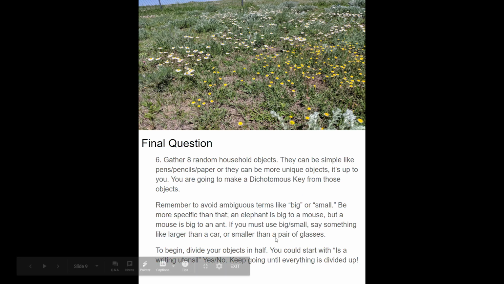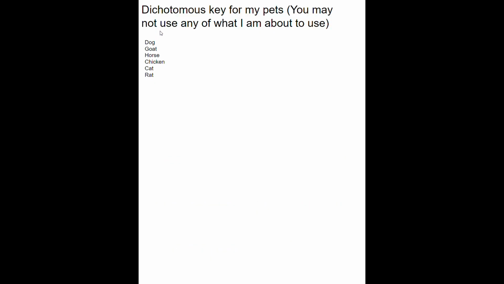This part helps, but you don't really need it. Let me show you. Alright, so these are for my pets. I got dogs, mostly big dogs. Got a couple goats, horses, chickens, cats, rats. Okay, so when I look at this list, the first thing I notice is goat and horse, they both have hooves, right? I can kick those out of my basket right now so I don't have to worry about them.